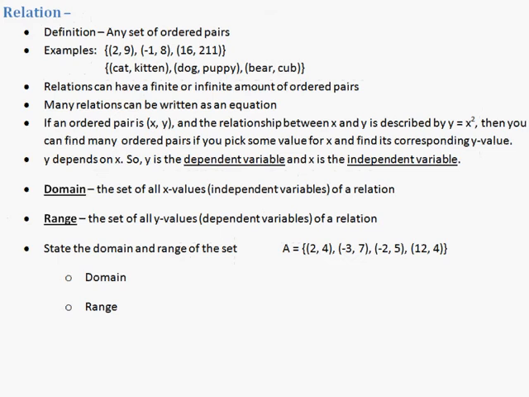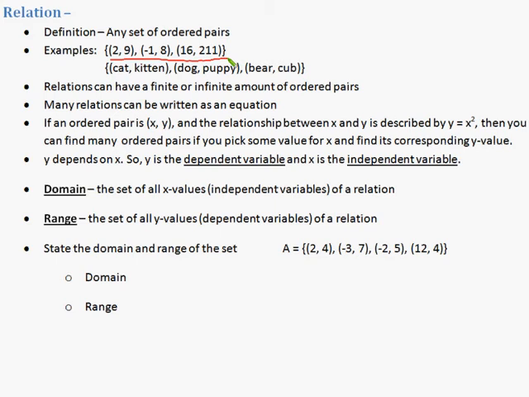So here's the definition of a relation. It's any set of ordered pairs. So we have a couple examples of relations here. This first one uses numbers in their ordered pairs. So 2, 9; -1, 8; 16, 211. There's 3 points as part of that relation. There's another relation that doesn't have anything to do with numbers, but it's cat, kitten; dog, puppy; and bear, cub.